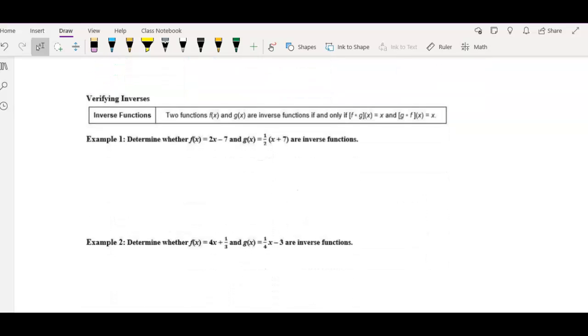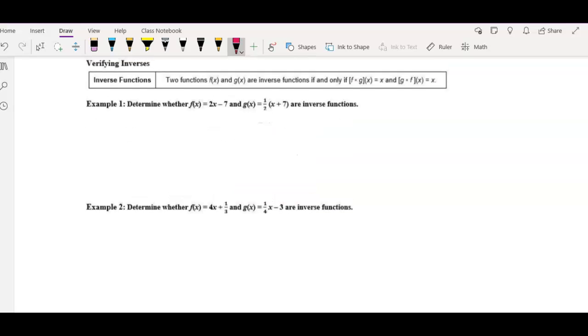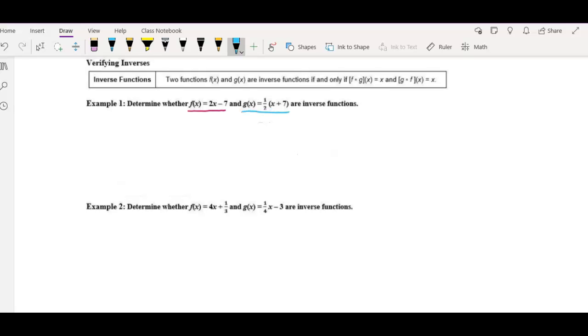Sometimes we want to know if two functions are inverses, so one way to determine that, again, is to graph them. However, if you do not have graph paper available, or access to graphing technology, another way that you can verify if two functions are inverses is to use composition, which we did in our last video. For example, if we want to determine if f of x and g of x are inverses of one another, we want to compose f of g of x and g of f of x. If both of those equal x, then these two functions are inverses of one another. If we were to graph them, they would be reflections over the line y equals x.